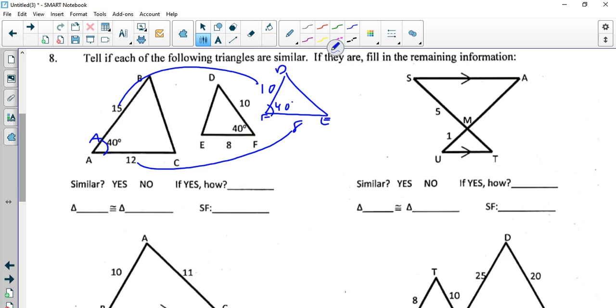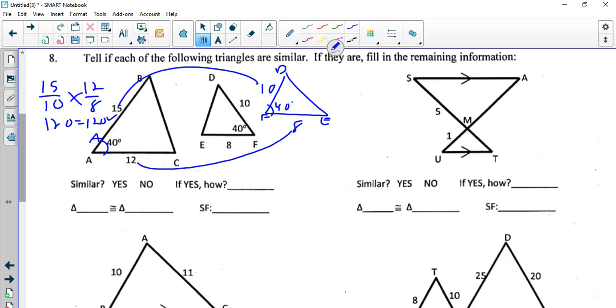So we're going to do 15, and you have a choice here. You can do 15 over 12 or 15 over 10. It makes no difference. As long as you do 12 over 8. And we're going to cross multiply and test them. And what we get is 120 equals 120. Check. So that's a good thing.